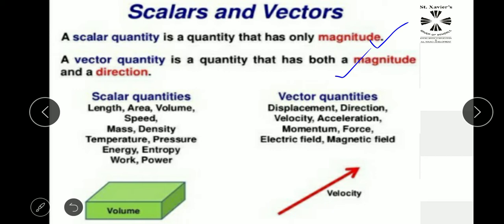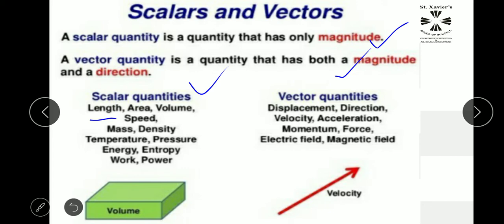Let's understand this. Scalar quantities: length. When we talk about length we need only magnitude. It may be 1, 2, 3, 4, 5 centimeter, kilometer, whatever. So length is a scalar quantity. In the same way, area is also a scalar quantity. Volume, speed, mass, density, temperature, pressure, energy, entropy, work, power, for all of these we don't need direction, students. That's why these all are scalar quantities.